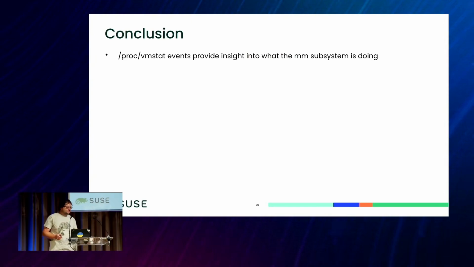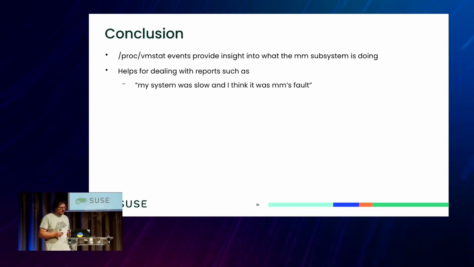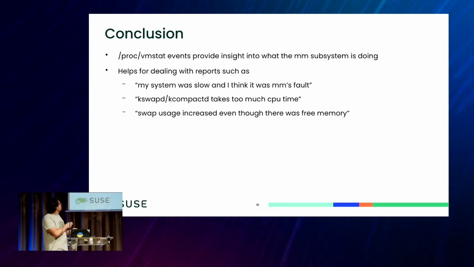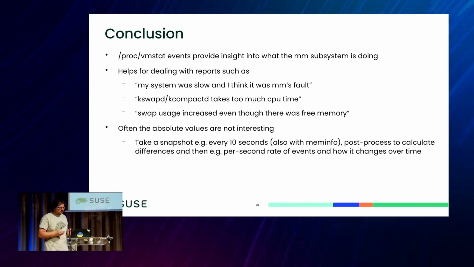So that was the last counters I covered. And now the conclusion is that these really are able to provide you insight into what the subsystems are doing. So if you get the reports such as, my system was slow and I think it was reclaim doing something, or kswapd, kcompactd takes too much CPU time, why? Or my favorite one, swap usage increased even though there was free memory and now it's not decreasing. So your kernel is buggy.